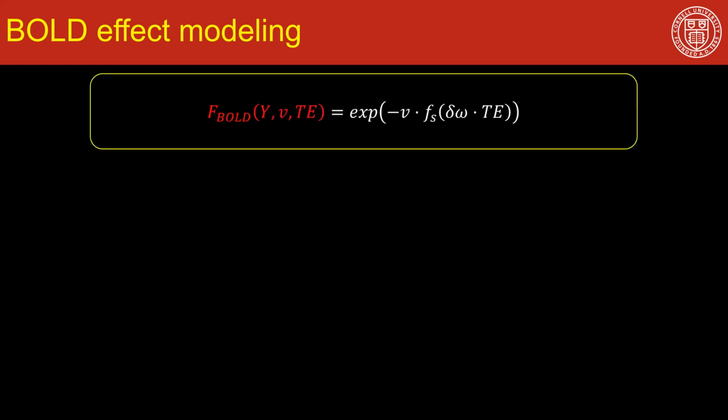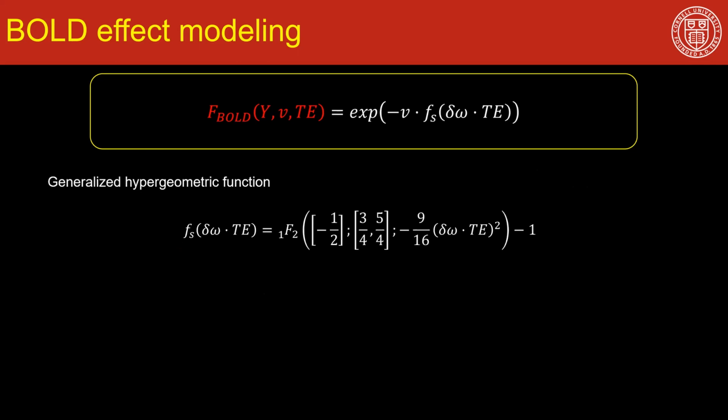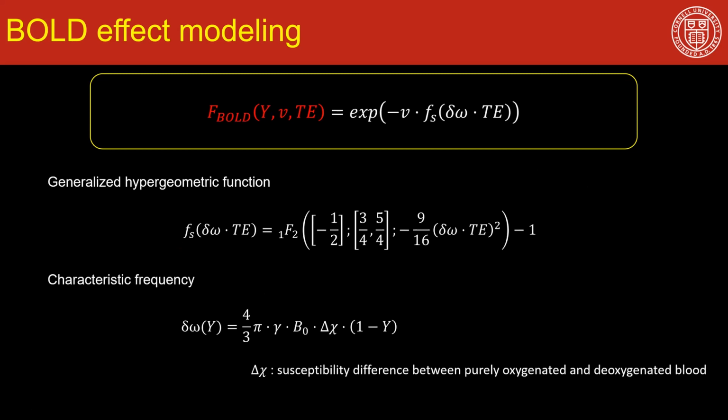Let's take a look at f BOLD. The f BOLD is a function of venous oxygenation Y and venous volume V. And 1F2 here is a generalized hypergeometric function. It has a characteristic frequency, delta omega. It is basically the susceptibility difference between vein and the surrounding tissue. If the vein is filled with a lot of deoxyhemoglobin, in other words, small Y, the delta omega will be large and it would affect the signal drop a lot.